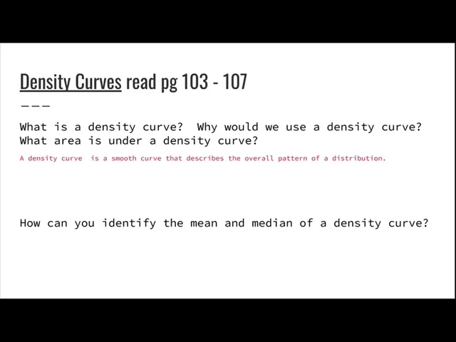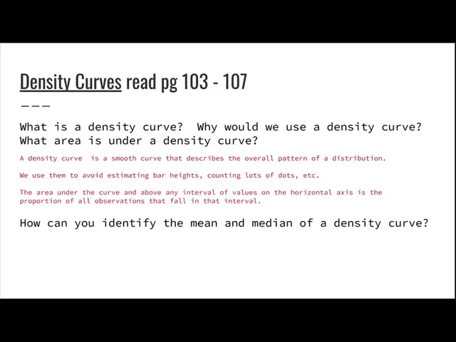So basically, a density curve is a smooth curve that describes the overall pattern of a distribution. Pretty much thinking like when I talked about throwing the blanket on a set of data to determine if it was unimodal, bimodal, and so on. Basically, the line that would follow, if you were to trace it, that sheet that you throw over the data. The reason we use them is because we want to avoid estimating bar heights, counting lots of dots, etc. Basically, it allows us to look at our data and analyze it quicker.